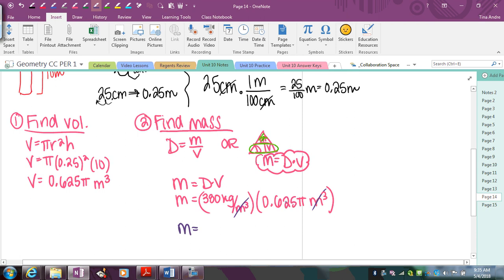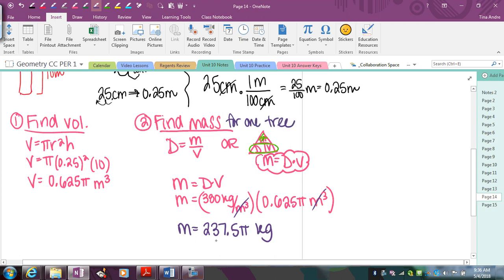So 380 times 0.625. I'm going to leave this in terms of pi again, meaning I'm not going to enter pi in my calculator. So 380 times 0.625 gives me 237.5 pi kilograms. That's my mass. So this is the mass for one tree.